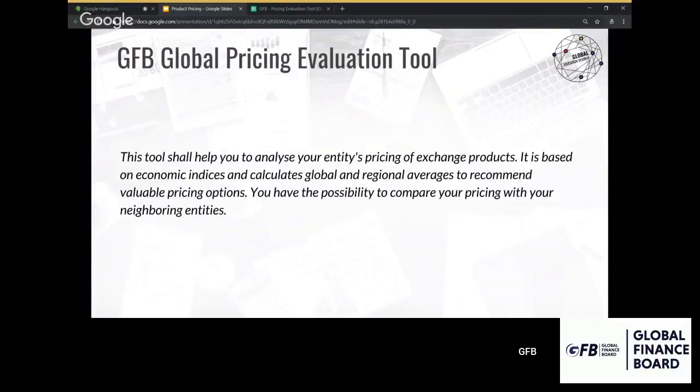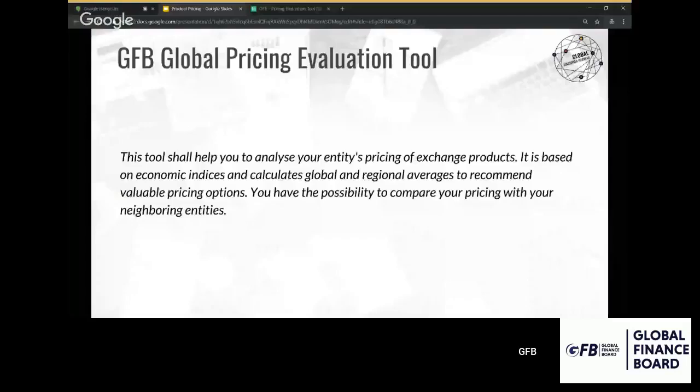your entity's pricing of exchange products. It is based on economic indices and regional recommendations, where it takes economic factors into account.